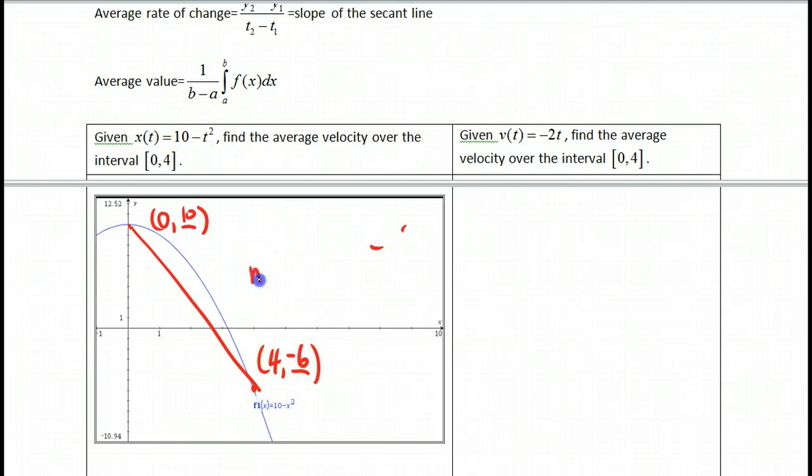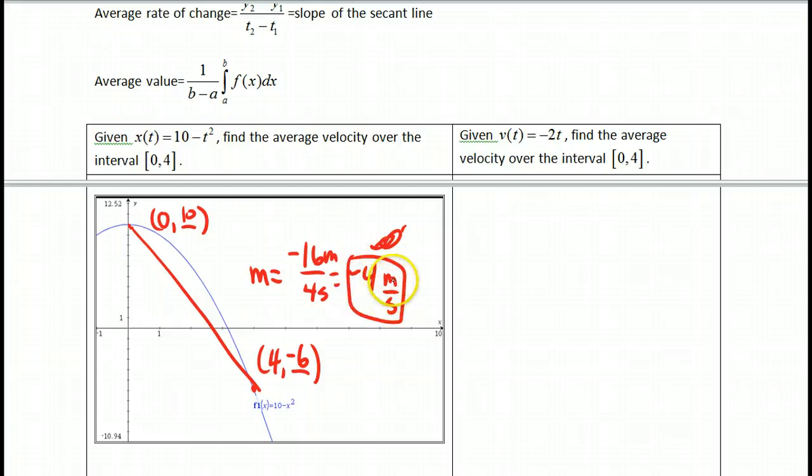So simply to find the slope, all I do is the change in y over the change in x. So this would be negative 16 over 4, which is equal to negative 4. Now notice that these are units per second, possibly. Let's put on meters. Let's say these are meters, these are seconds. So in the end, this is meters per second. Well, I wanted average velocity. Yeah, this is a velocity representation. The units will tell you what's going on. Position divided by time, meters per second. So I have negative 4 meters per second.